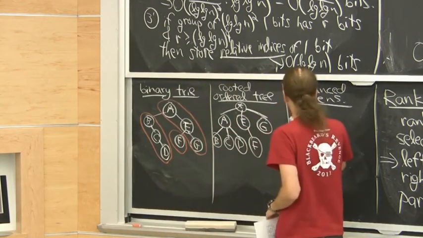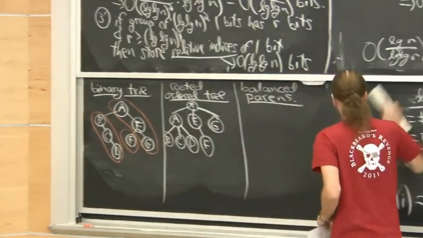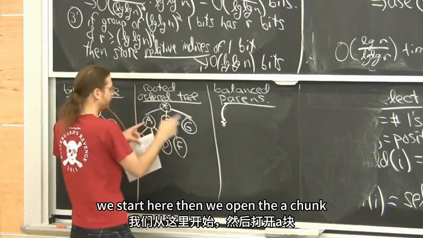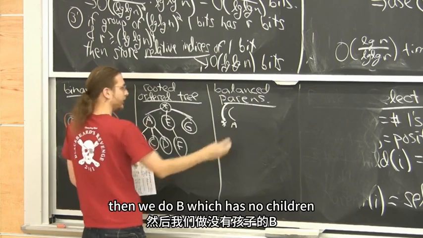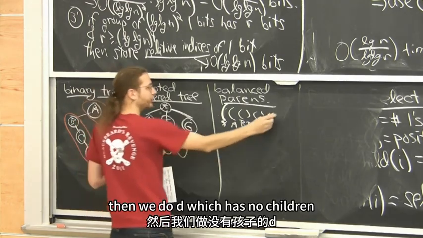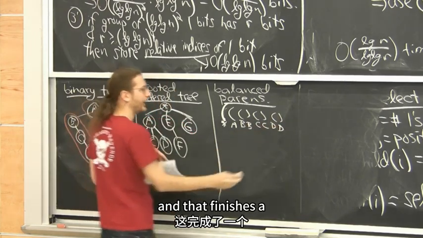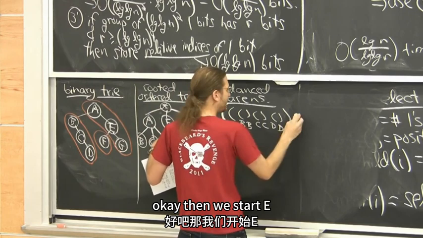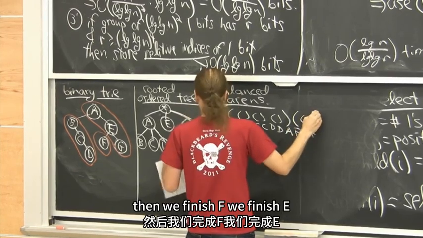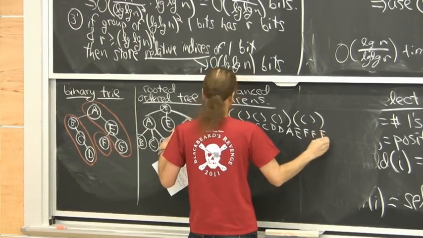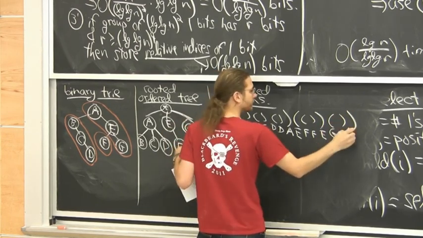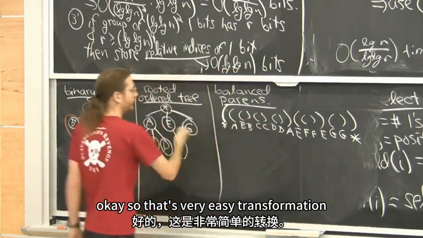So I'm going to need more space. This is going to be an open paren for star. Why don't I make that one really big? We start here, then we open the A chunk, then we do B, which has no children, then we do C, which has no children, then we do D, which has no children, and that finishes A. Okay, then we start E, then we do F, then we finish F, we finish E, then we do G, and then we're done with star. Okay, so that's a very easy transformation.